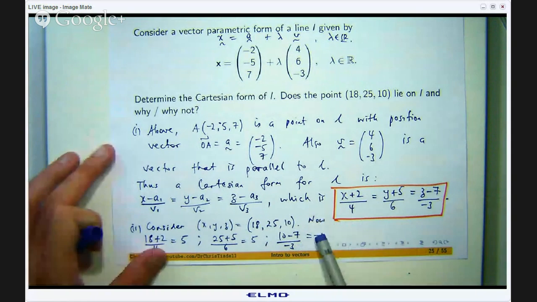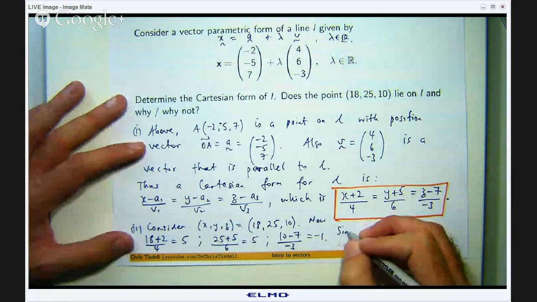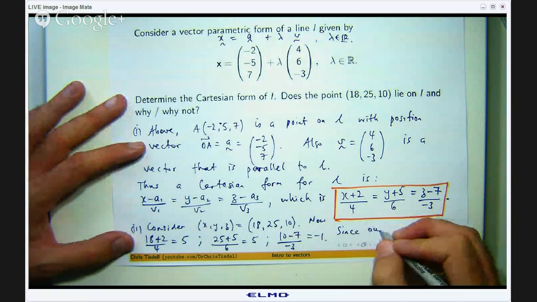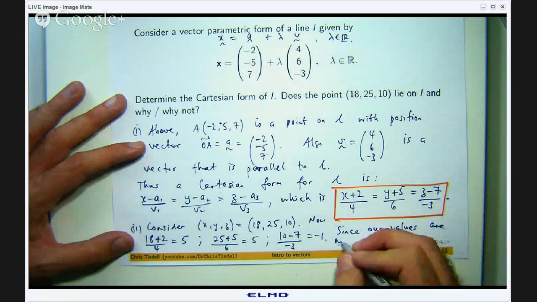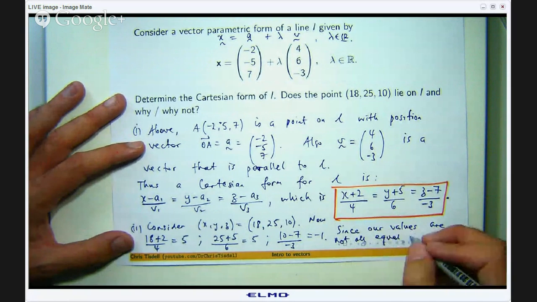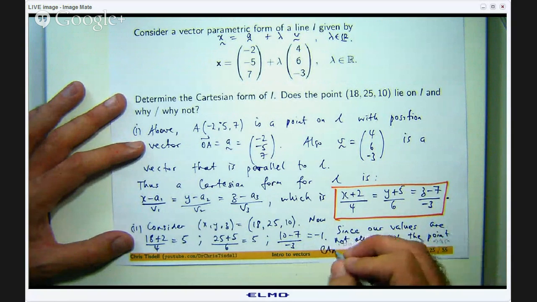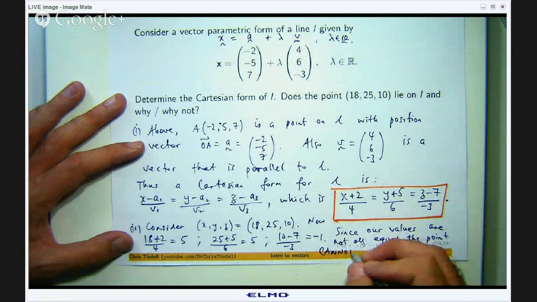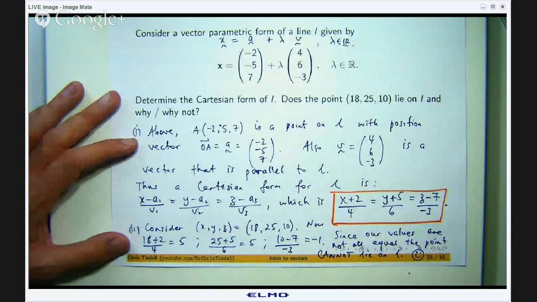Now, since this is not equal to these two things, the point cannot lie on the line. So since our values are not all equal, the point cannot lie on L. All right, I've just squeezed it in there.